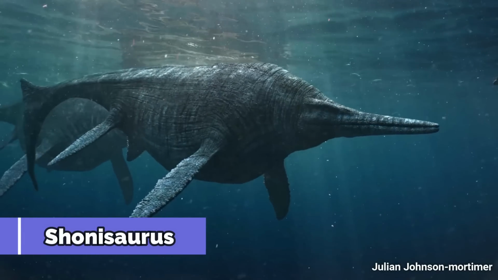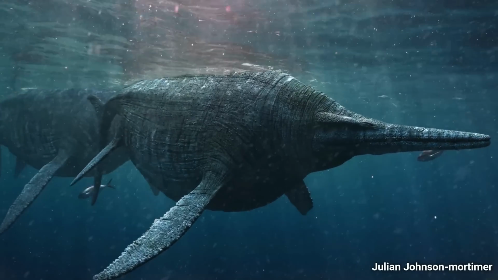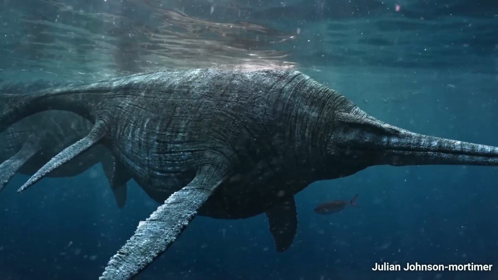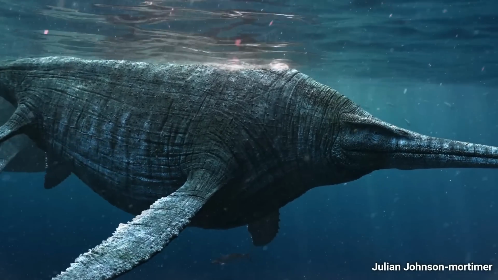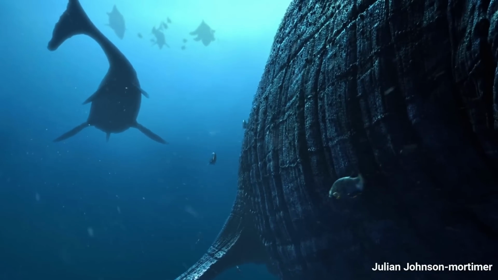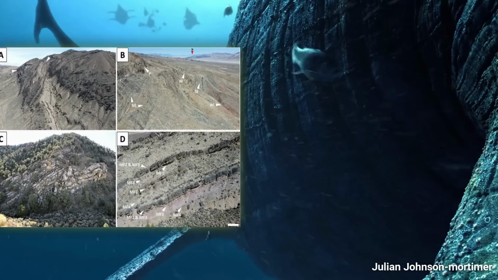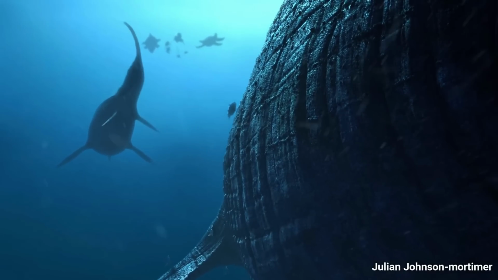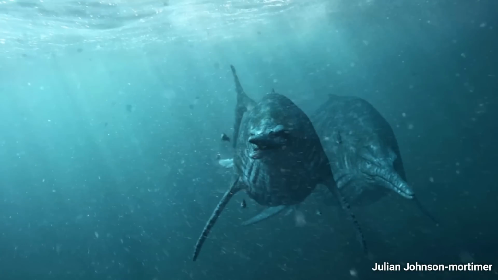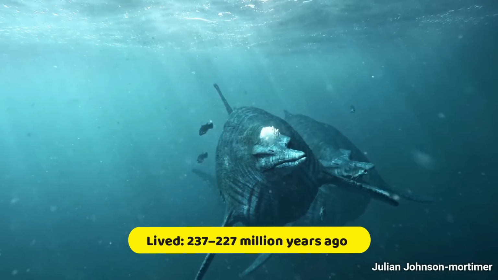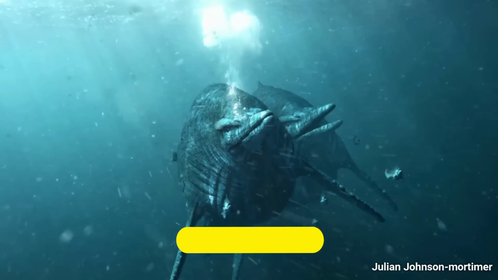Shonisaurus. Shonisaurus is a genus of very large ichthyosaurs. At least 37 incomplete fossil specimens of the marine reptile have been found in the Luning Formation of Nevada, USA. This formation dates to the late Carnian age of the late Triassic period, about 237 to 227 million years ago.